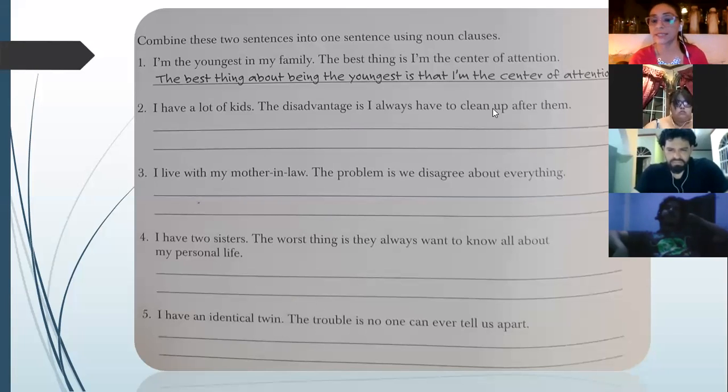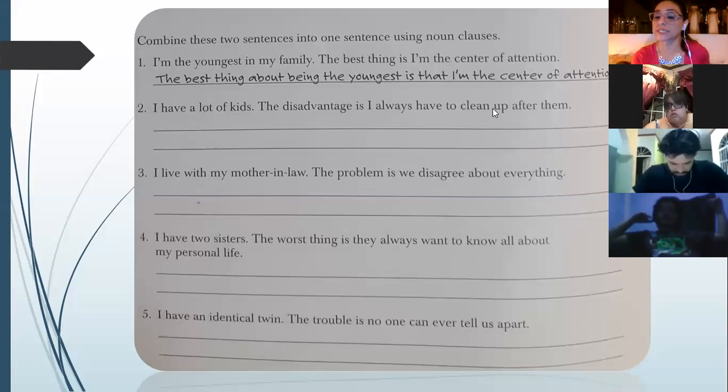Okay, perfect. Let's see, who wants to tell me number two? I have a lot of kids. The disadvantage is I always have to keep after them. How can you join these two sentences and make one using a noun clause?